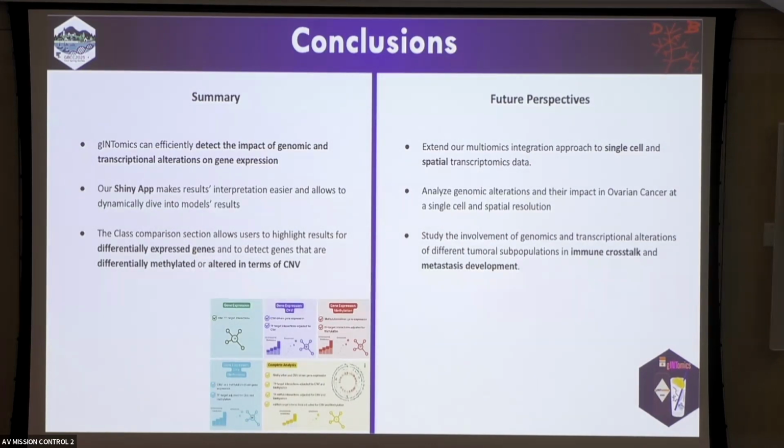alterations on gene expression. Then another strong point is our Shiny app that makes the results interpretation easier and allows the user to dynamically dive into the results of the different models that we run. And finally, another interesting point is the class comparison section that in fact allows the user to highlight the results only for genes that are differentially expressed among different classes, and also to detect the genes that are differentially altered in terms of copy number variations and methylation.